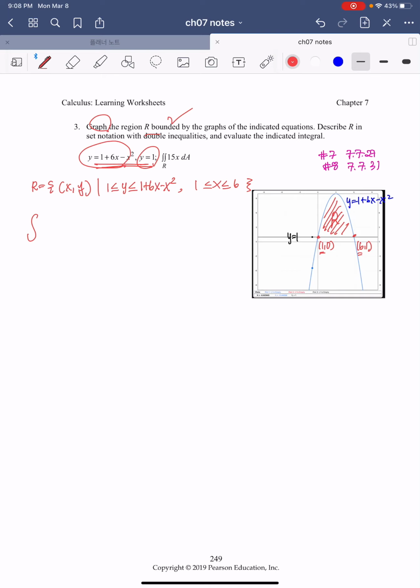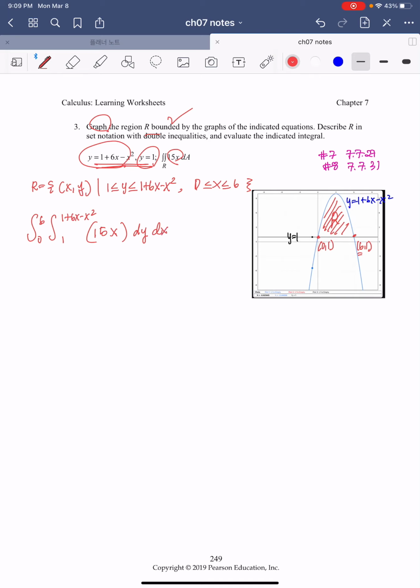So, oh no, I did it right on the original. 0 to 6. That was the intersection point, right? Sorry for messing up. So 0 to 6, and then we integrate from 1 to 1 plus 6x minus x squared. My function is 15x dy dx.